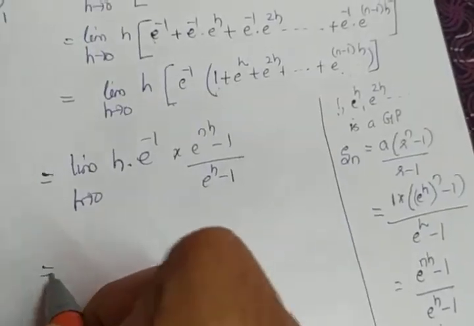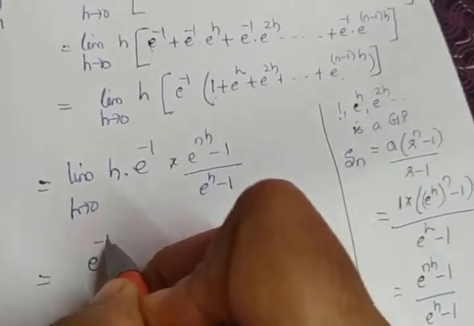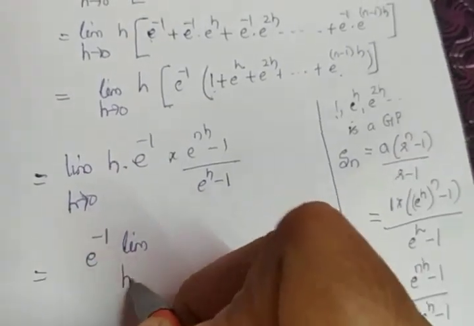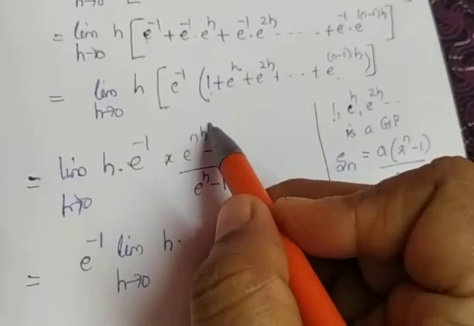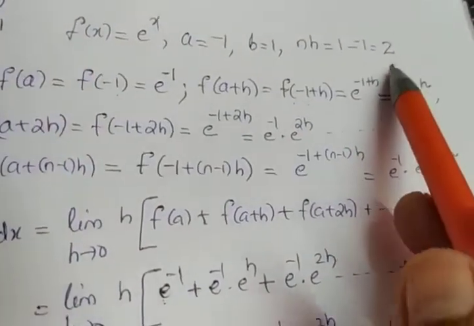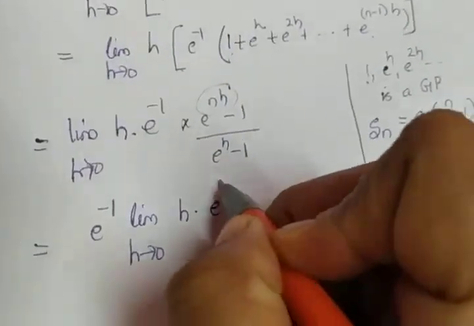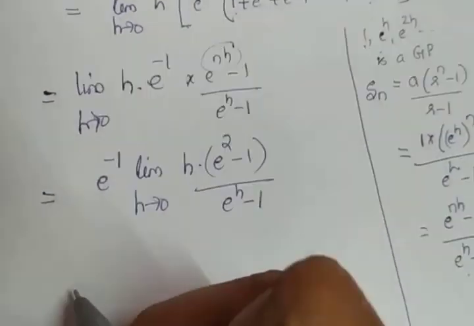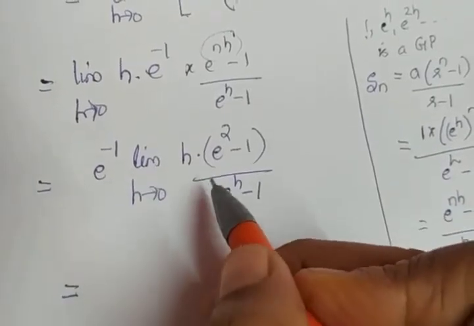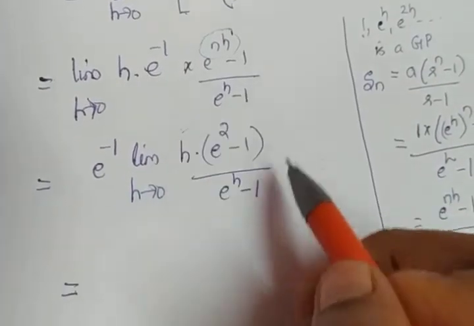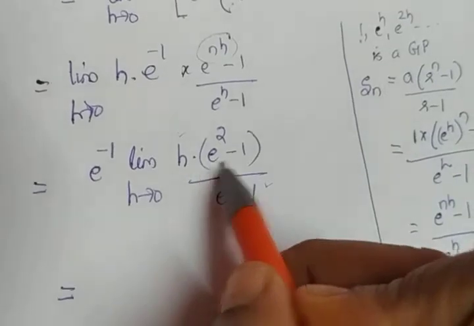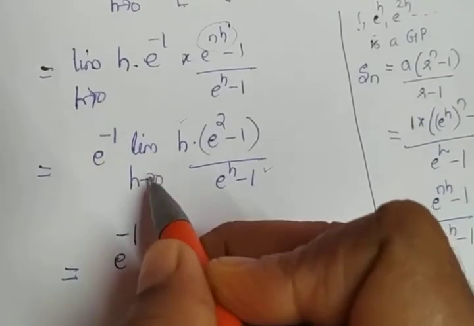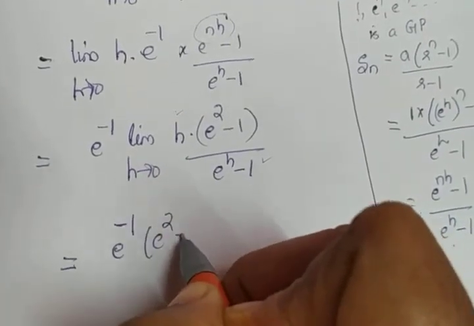Okay, so e raised to minus 1, no need to apply the limiting value. And the balance is limit h tends to 0, h into e raised to nh minus 1 by e raised to h minus 1. Instead of nh, we can give the value, nh is 2. So h into e square minus 1 by e raised to h minus 1. Here, if I apply the limit, the limiting value is only there for h and e raised to h minus 1. e square minus 1 contains no h, so that also is a constant when comparing with the limit. So we can take it outside, e square minus 1.